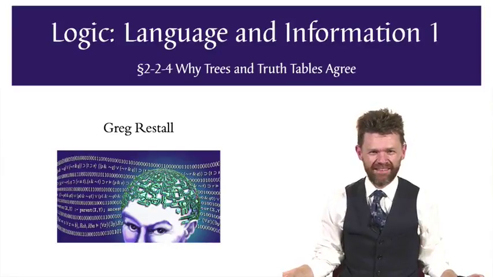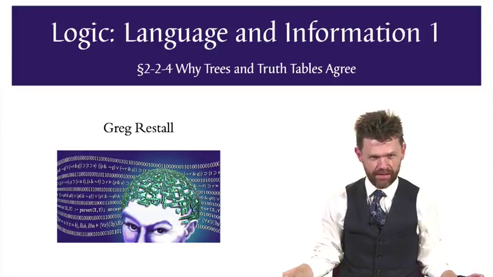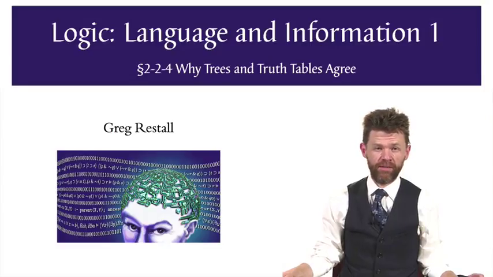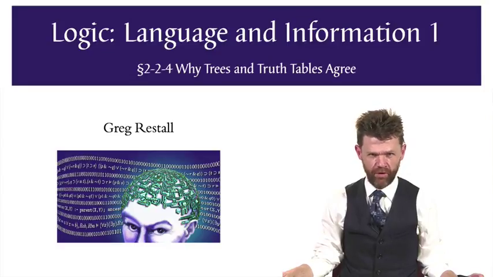This is the last lesson in the core section of Logic, Language and Information 1. We've learned about the language of propositional logic. We've learned about meaning or semantics for propositional logic, interpreting formulas in truth tables and using these interpretations to analyze formulas and relationships between them. And we've learned about one kind of proof for propositional logic, proof trees. In this lesson, I'll explain how it is that truth tables and trees agree in their verdicts.